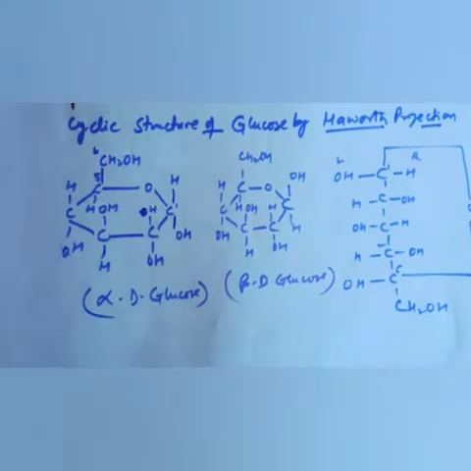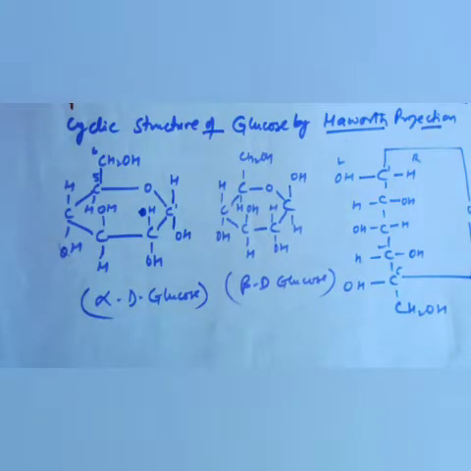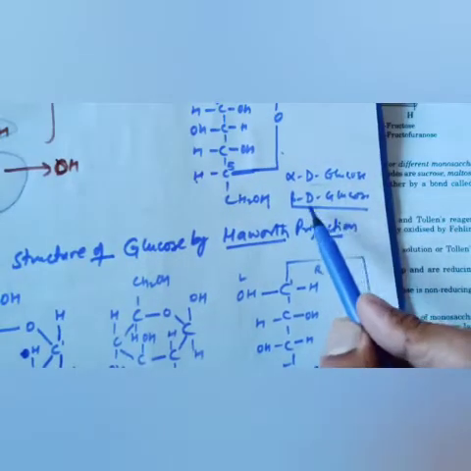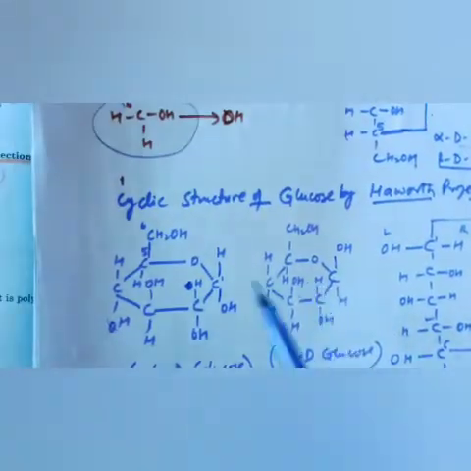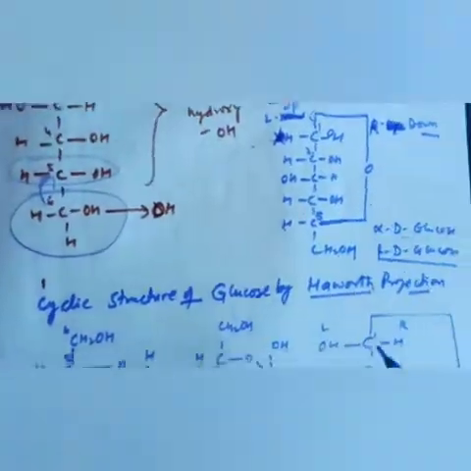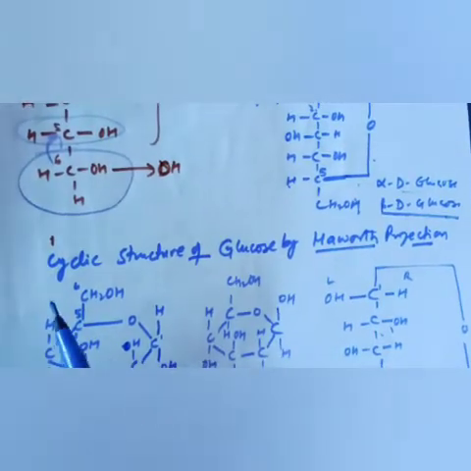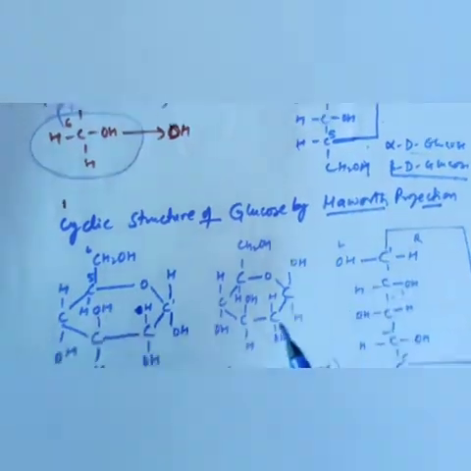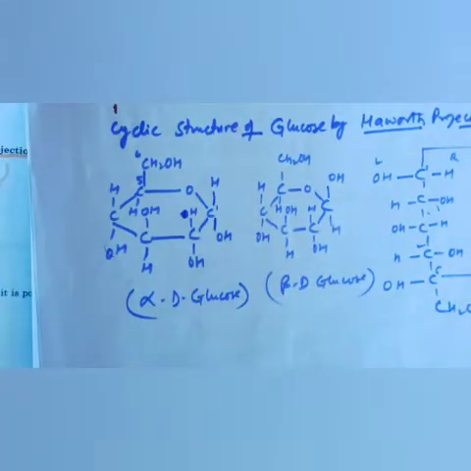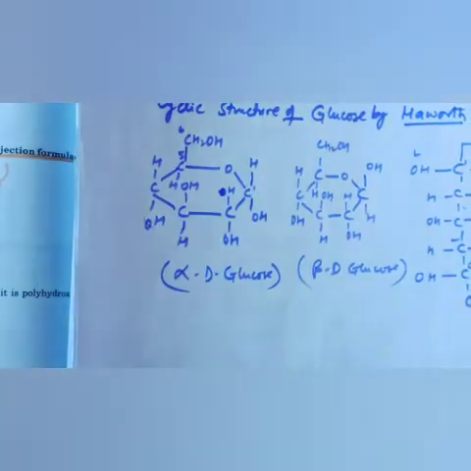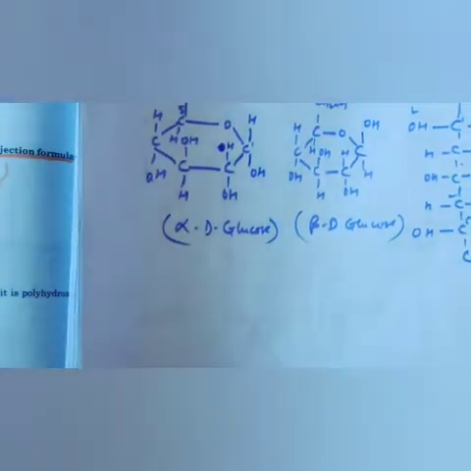And if a question comes in the exam, draw the structure of alpha dextroglucose and beta dextroglucose on the basis of Fischer projection, then you will draw these two structures. If the question comes, draw the cyclic glucose by Haworth projection, then you will draw these two structures. Okay, so this is all about the glucose structure that we have done. This I have drawn again because some of the students were asking doubts.